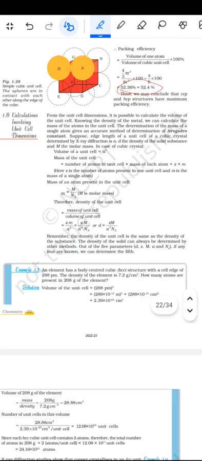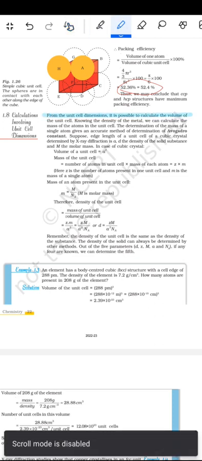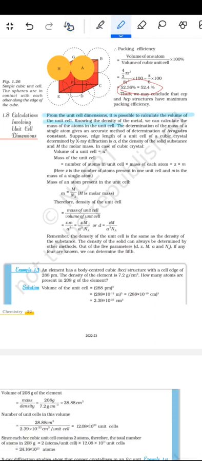नेक्स्ट है calculations involving the unit cell dimensions. तो कहता है कि from the unit cell dimension it is possible to calculate the volume of the unit cell. Knowing the density of the metal, we can calculate the mass of the atom in the unit cell. The determination of the mass of a single atom gives an accurate method of the determination of the Avogadro constant. Suppose an edge length of a unit cell of a cubic crystal determined by the X-ray diffraction is a, d the density of the solid substance, and M the molar mass.